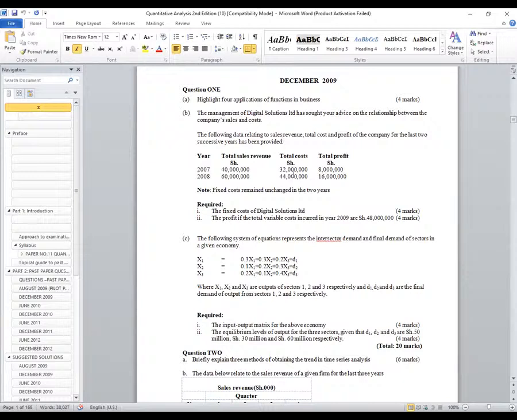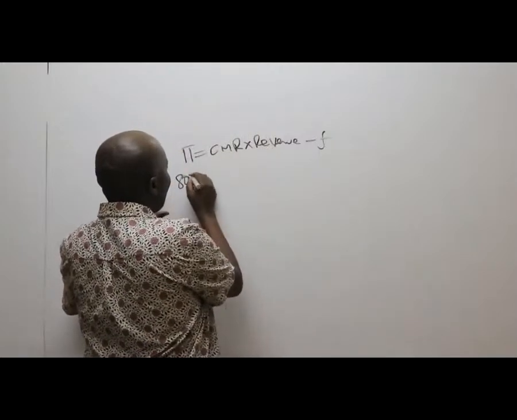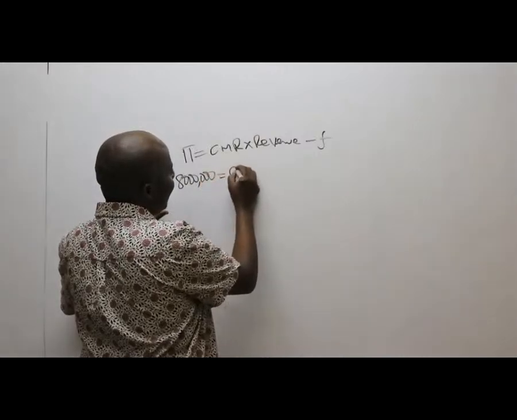So, ladies and gentlemen, for the first equation, I can see the profit is 8,000. The profit is 8,000. 8 million, I mean. CMR we don't know.